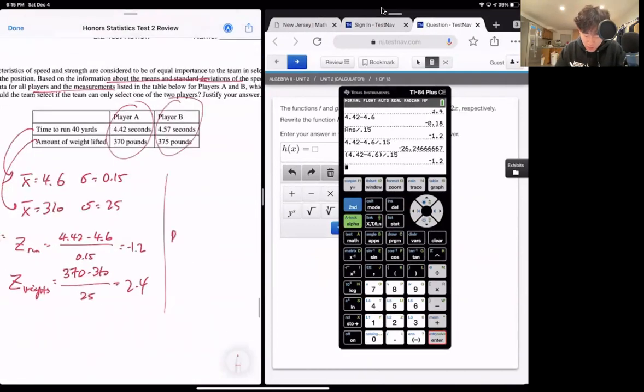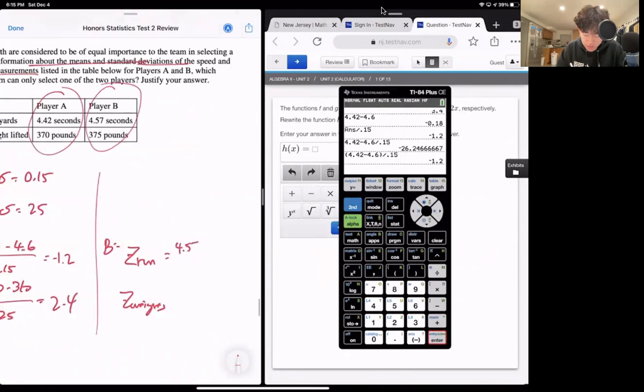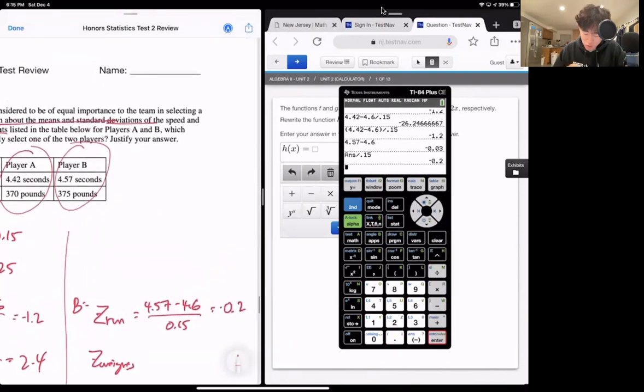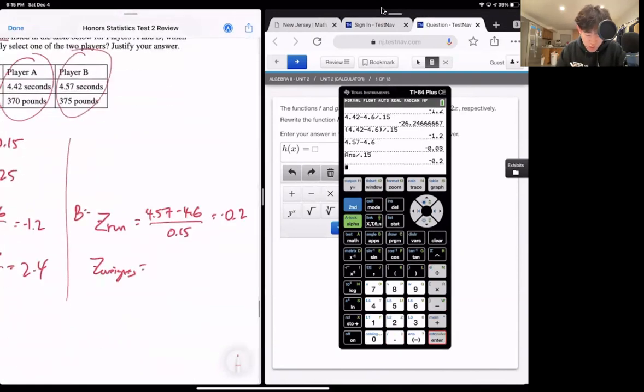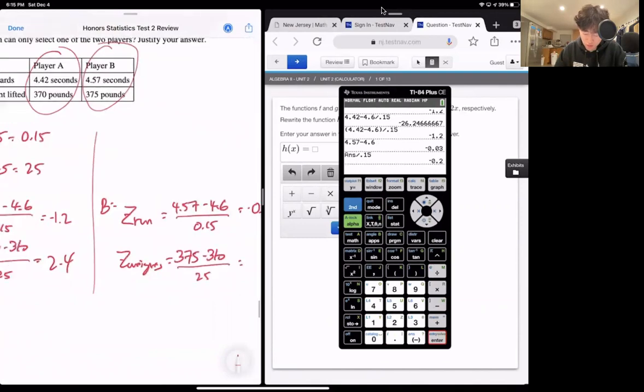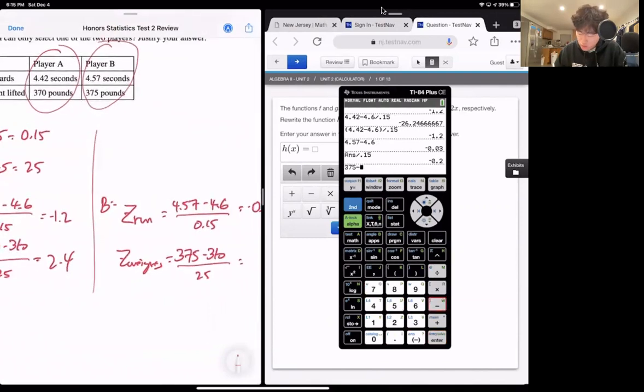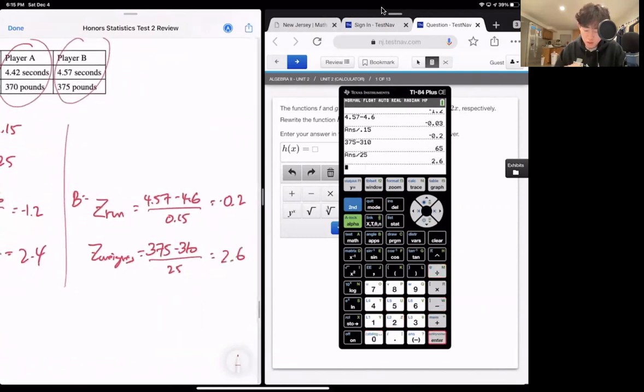Now, for player B, we're going to do the same thing: z for running, z for weights. Player B has 4.57 minus 4.6 over the standard deviation of 0.15. So 4.57 minus 4.6 divided by 0.15 gives a z-score of negative 0.2. Now for the weights, we have 375 minus 310 divided by 25, so we get a z-score of 2.6.